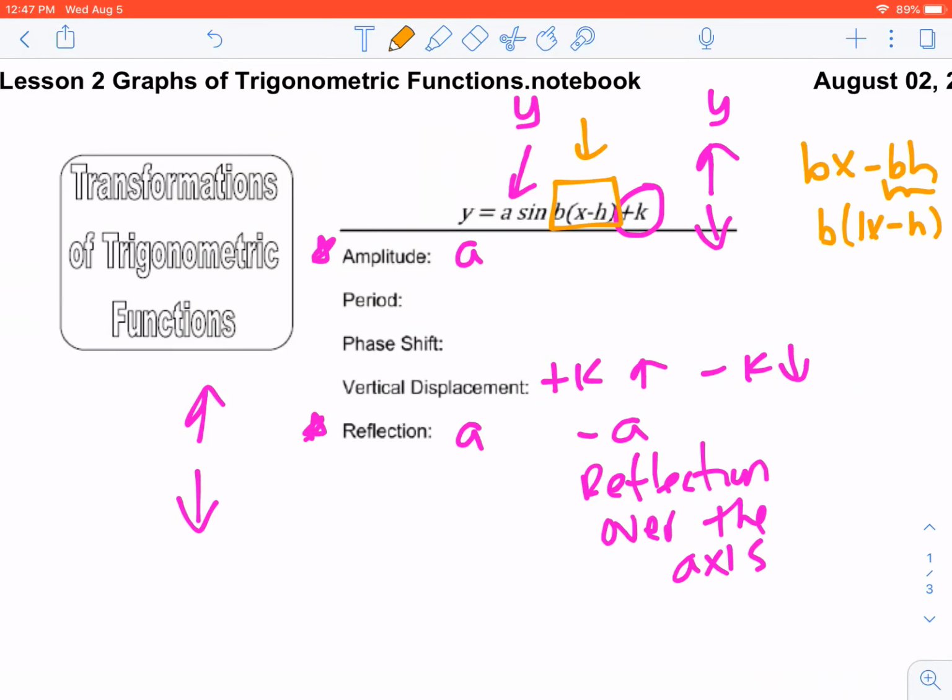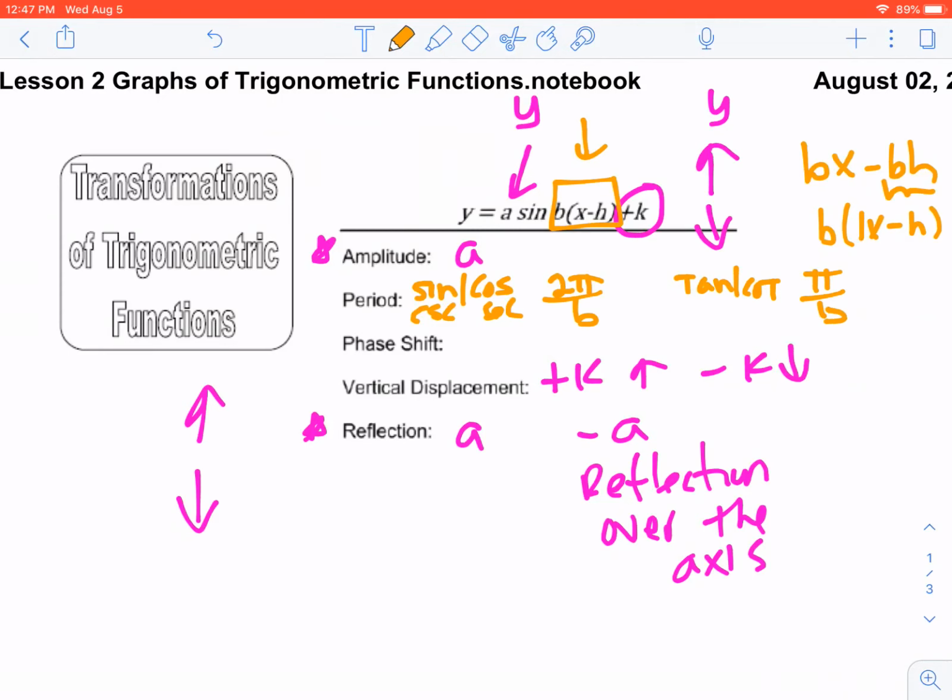So the period is affected by the b. So for sine, cosine, cosecant, and secant, if you take 2 pi and you divide it up by b parts, that's going to give you your period. However, if you're dealing with tangent or cotangent, it's going to be pi over b because they're pi periodic.